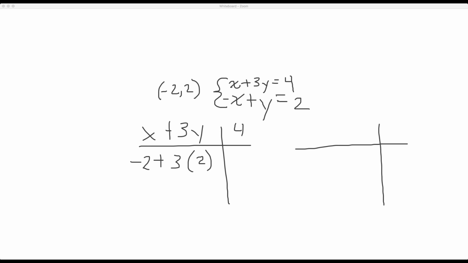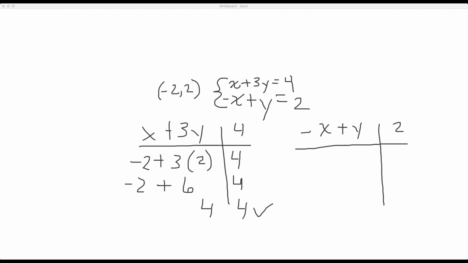Again, a coefficient next to a variable means multiply. So then you do PEMDAS. 3 times 2 is 6, plus -2. You had 6, you lost 2, you have 4. And again, you should notice that 4 equals 4. So it worked. On this one here, -x plus y equals 2.